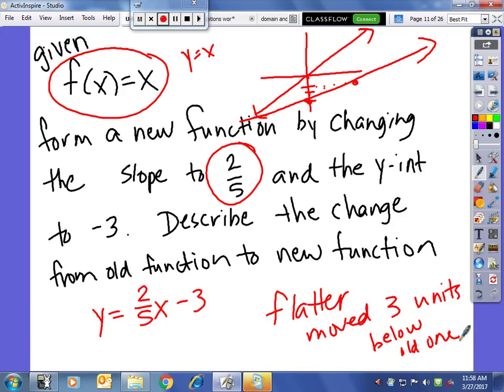So understanding y-intercept changes and slope changes. What if the slope had changed to 5? It would have gotten way steeper. And remember, if your slope is bigger than 1, you get steep. If your slope is less than 1, you get flat.